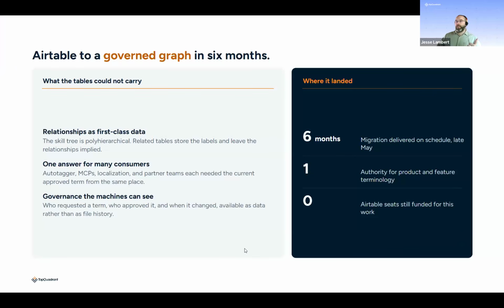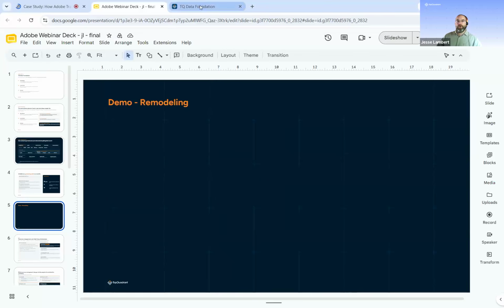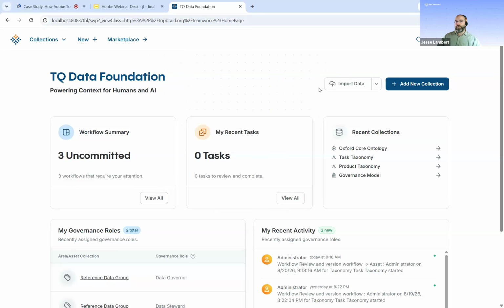So first challenge, or kind of like our target, replace Airtable as fast as possible. Okay, and that begins with the remodeling. So I'll jump into a quick demonstration here. Just going to move over one tab. I'm going to just stay in browser mode here.